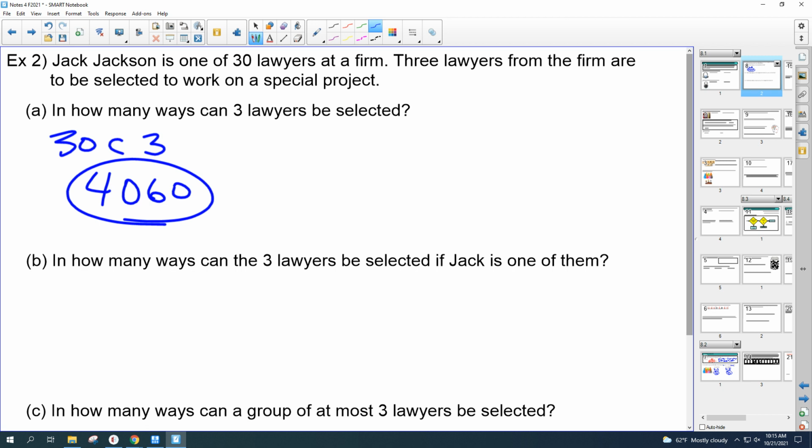Part B changes it slightly. In how many ways can the 3 lawyers be selected if Jack is one of them? Jack Jackson. Okay, so this is different, and this complicates the issue. What I would recommend is you really try to nail down the problem into something really specific. When they say I want to select Jack, what does that imply?